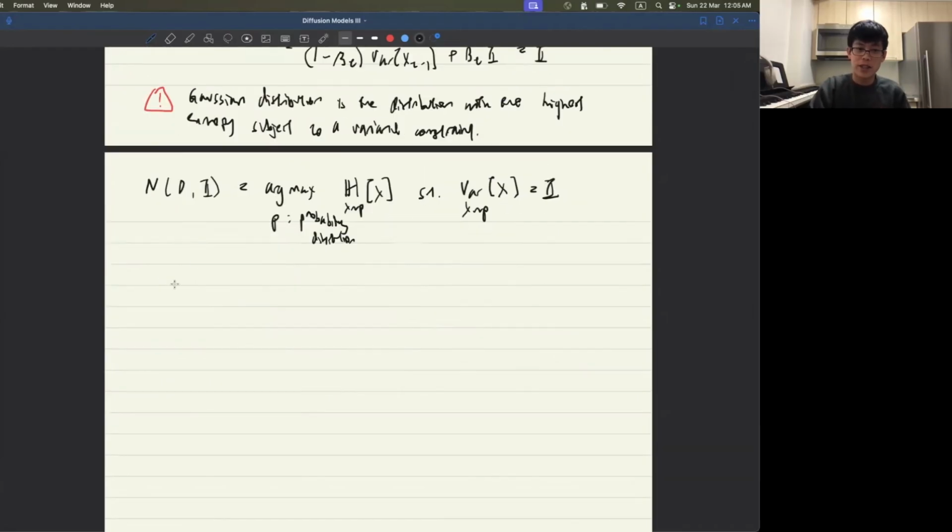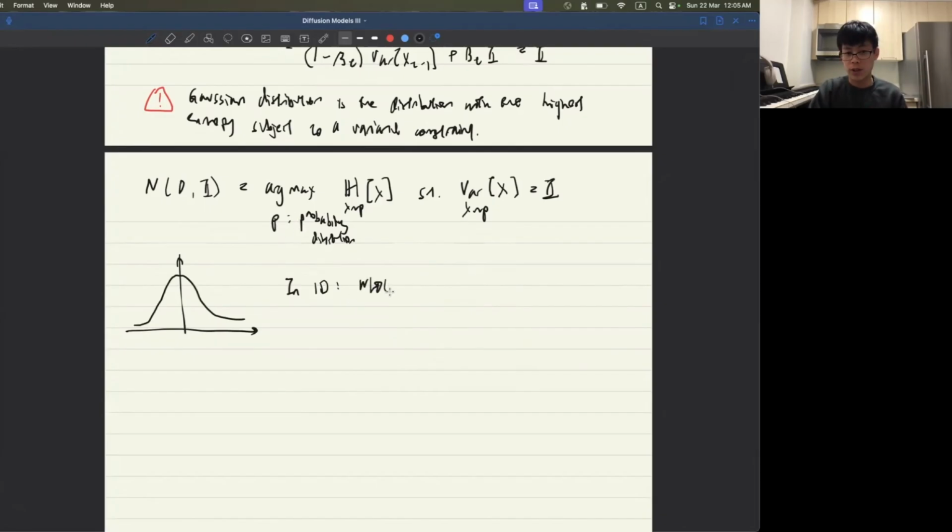So I'll try to do this in 1D. In 1D, I claim that the normal distribution, which is something that is shaped like this, is the distribution that maximizes the entropy subject to a variance constraint. So in 1D, I think firstly, we should make an observation.